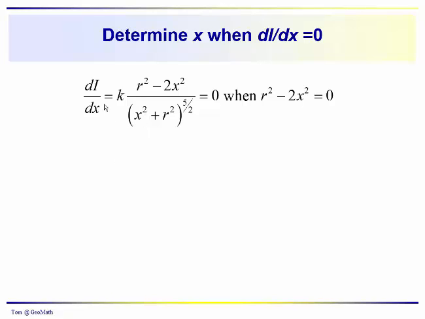So dI/dx is equal to k times all this is equal to 0. That's going to be equal to 0 when r squared minus 2x squared, the radius squared minus 2 times the square of the height of the source, is equal to 0. Or when x is equal to r over the square root of 2. So we've expressed x in terms of the radius here.